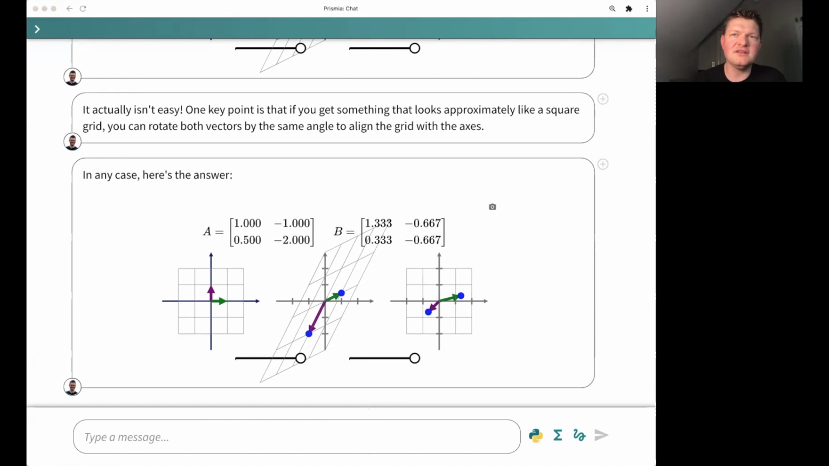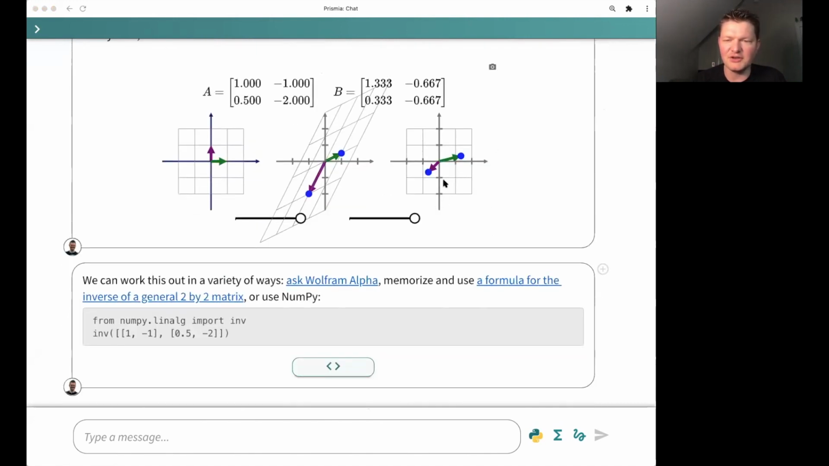And incidentally, you can do this in a number of ways. Obviously, this is not a good computational approach. This is about learning and building up these mental models. If you want to do this for real, you have a variety of options. You can ask Wolfram Alpha, which is a good way to go for these kinds of little problems because you don't have to remember syntax. It's right there on the internet. You can memorize the formula for the inverse of a general 2x2 matrix, which is not particularly hard to do and can be handy if you need to invert 2x2 matrices from time to time.